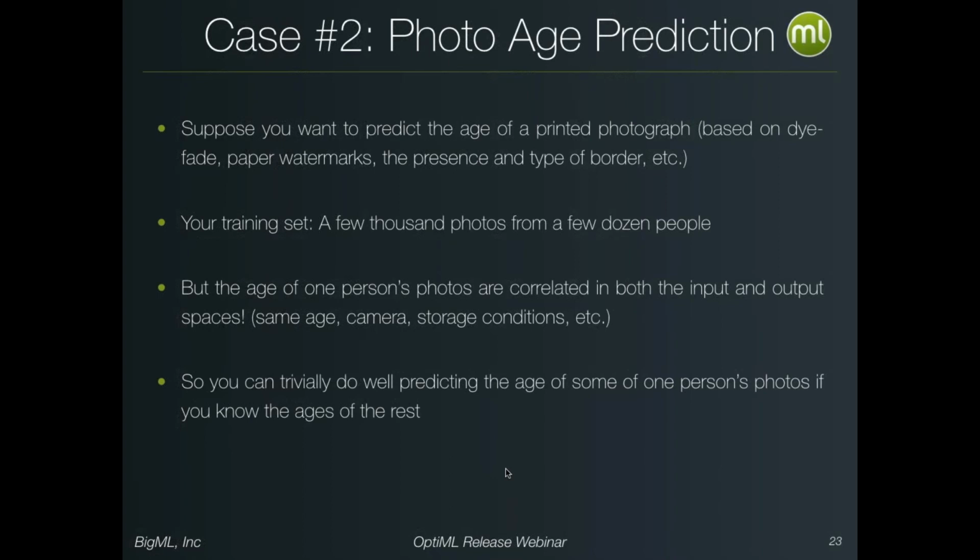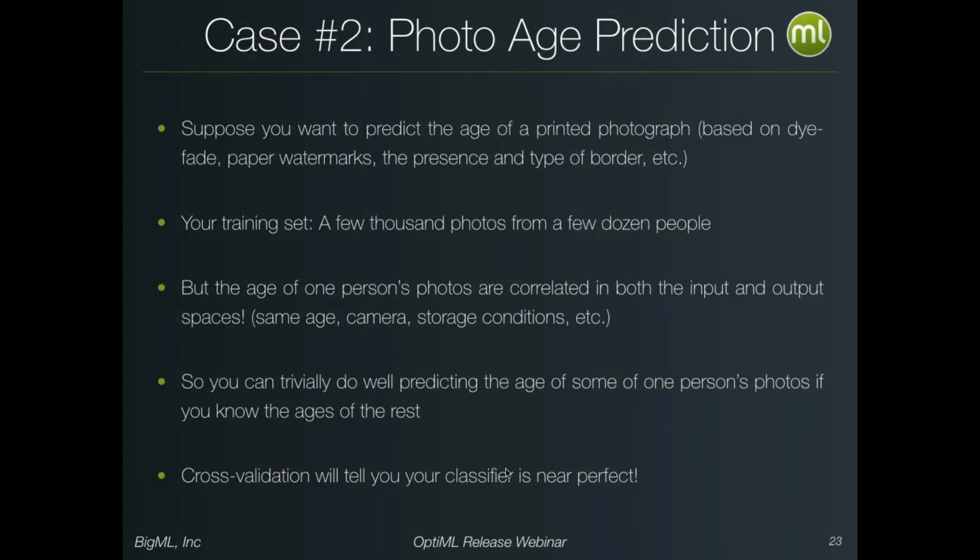It will have the same border. It will have been taken by the same camera, stored in the same way, and taken by the same person. And so probably they'll be roughly the same age, plus or minus 5 or 10 years. You probably don't have an equal number of photos throughout your lifetime. And so you can trivially do well predicting the age of some of their photos if you know the ages of the rest.